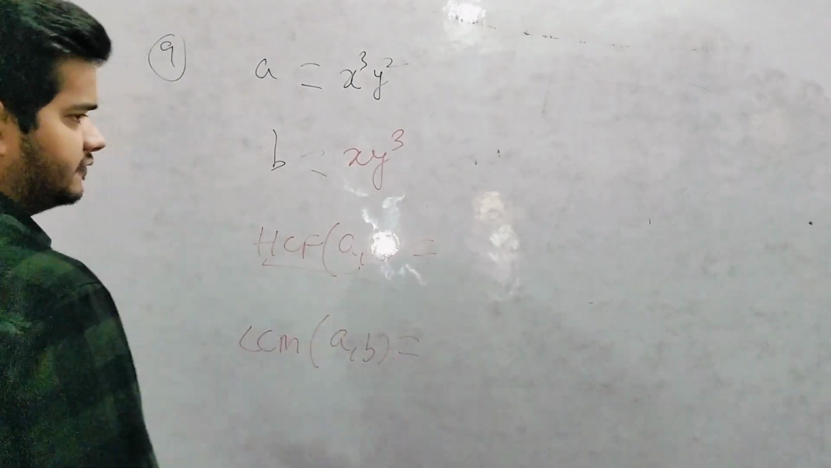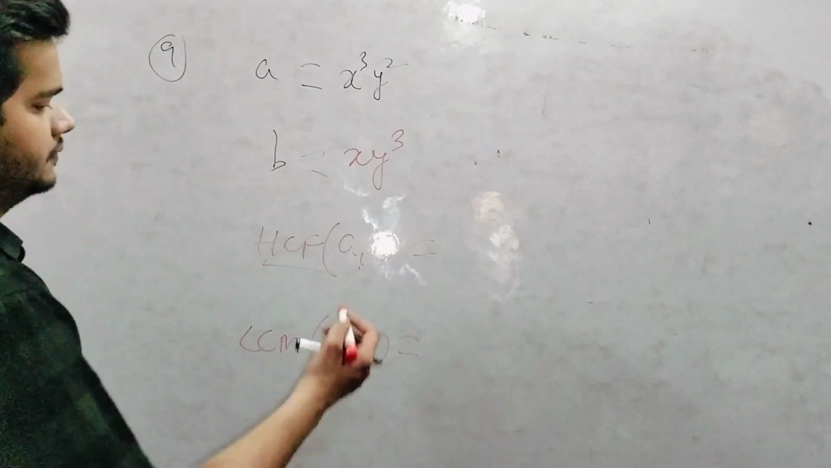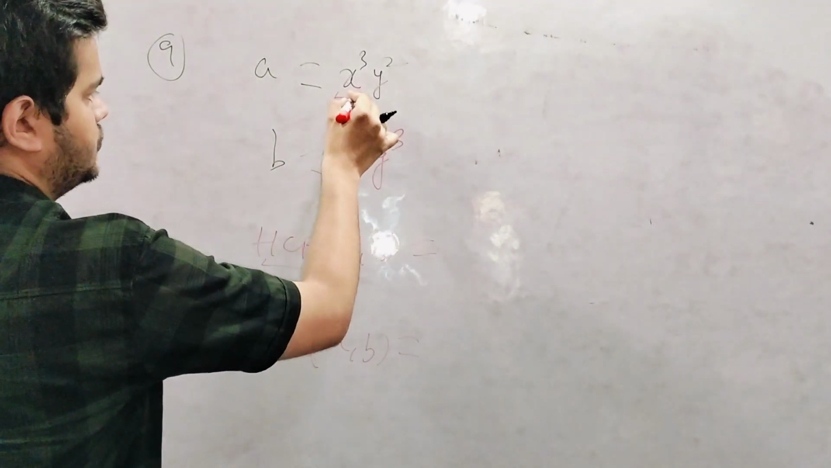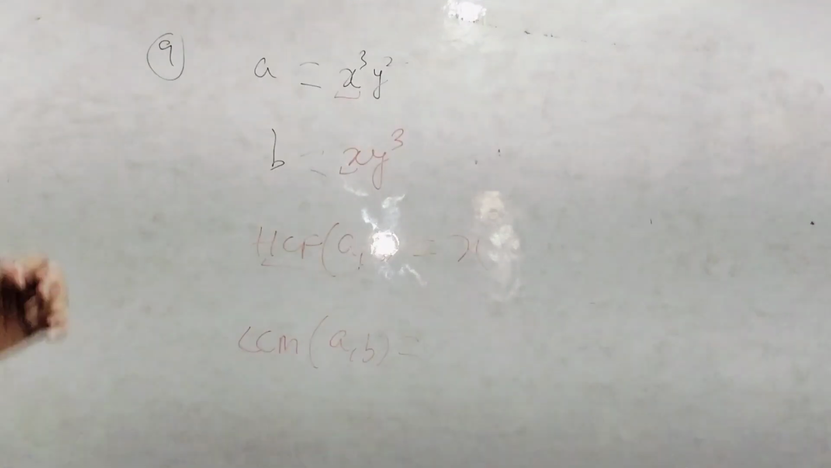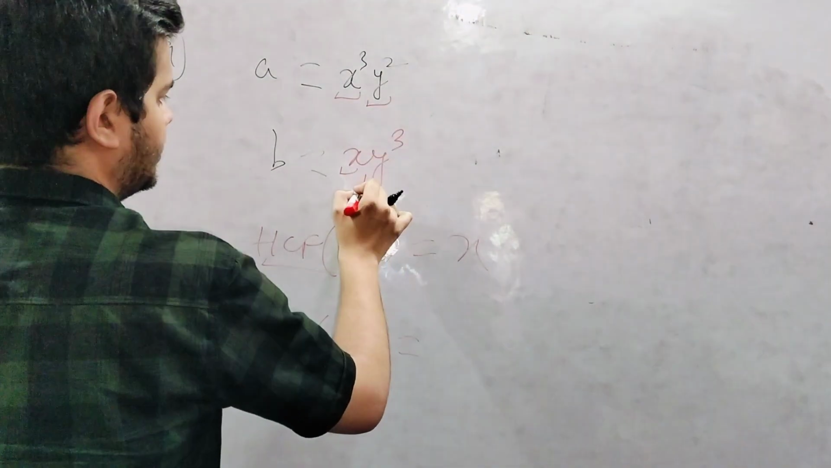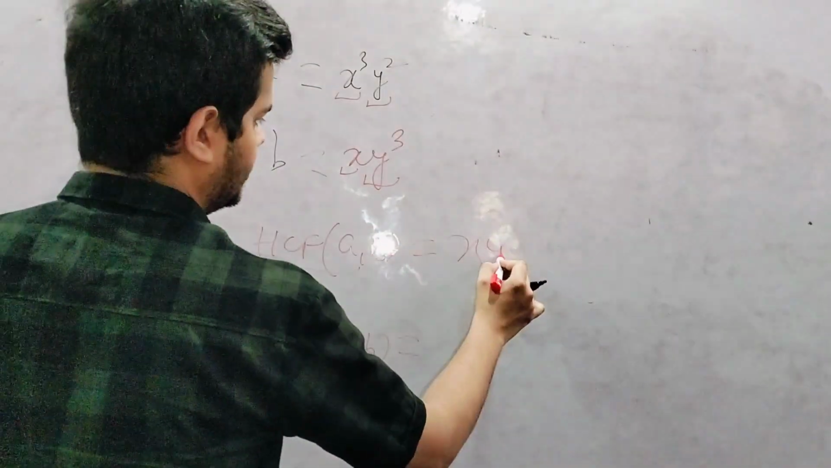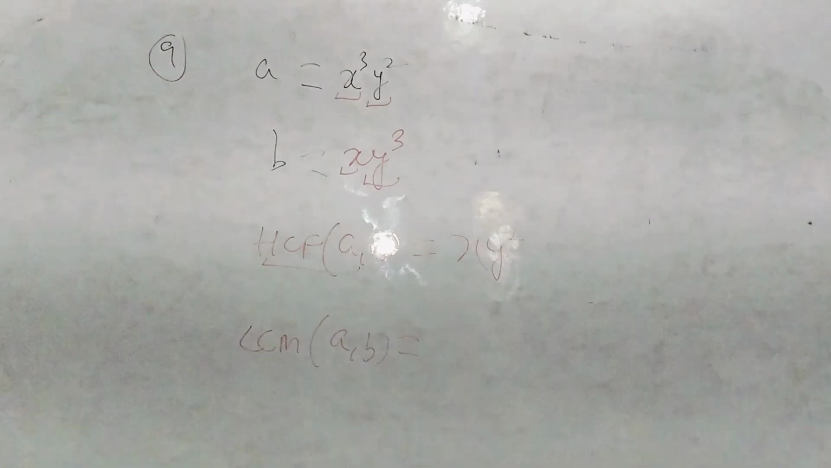So what is HCF? The product of lowest exponent. So here x cube and here x, so x comes. Here y square and here y cube, so y square comes. So the HCF of a and b will be x into y square.